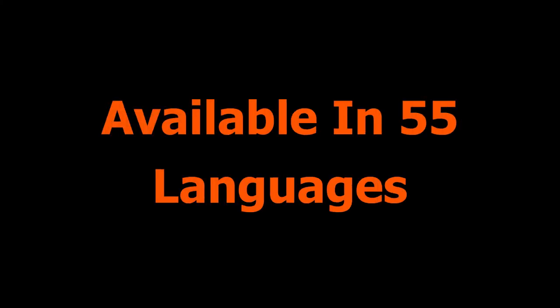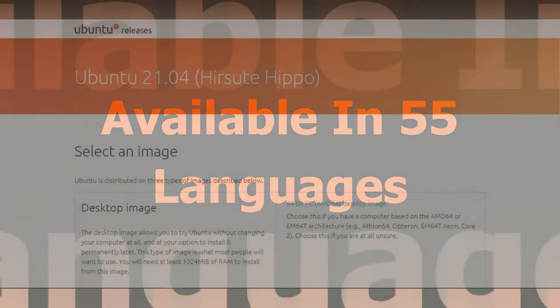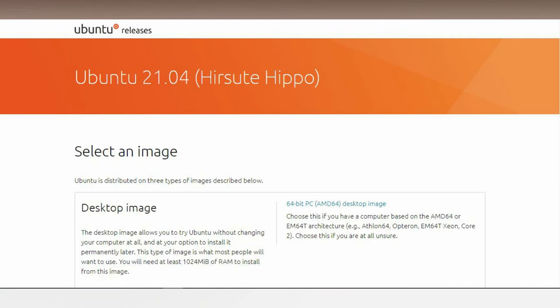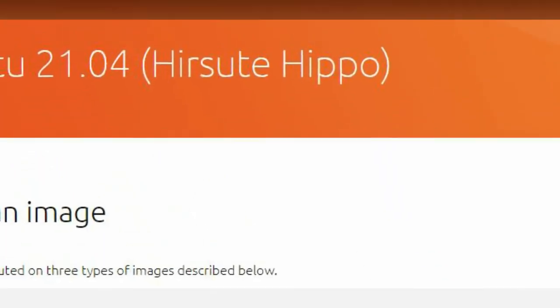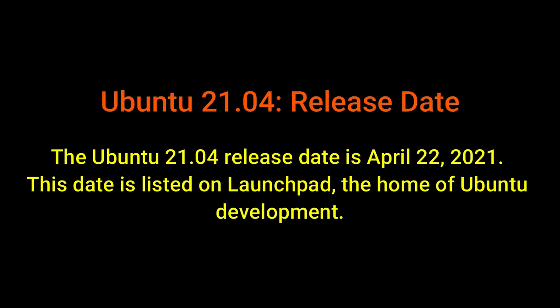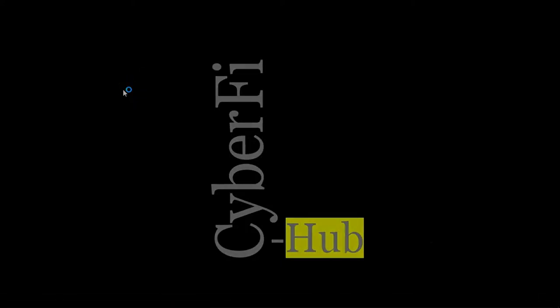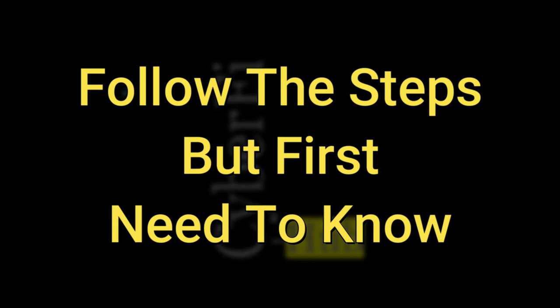It is available in 55 languages. The latest release of Ubuntu is Ubuntu 21.04, Hirsute Hippo, on 22 April 2021. So in this video I will share the step-by-step installation process of Ubuntu 21.04.